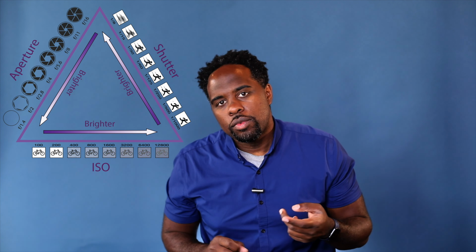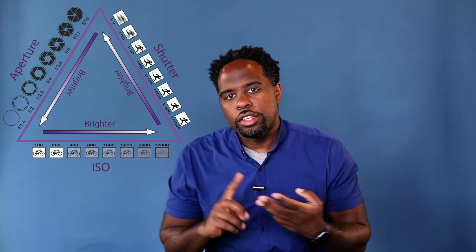So let's start with a brief, high-level view of what the exposure triangle is. The exposure triangle consists of three different aspects, right? This is a triangle, three different things. You've got aperture, you've got ISO, and you've got shutter speed.